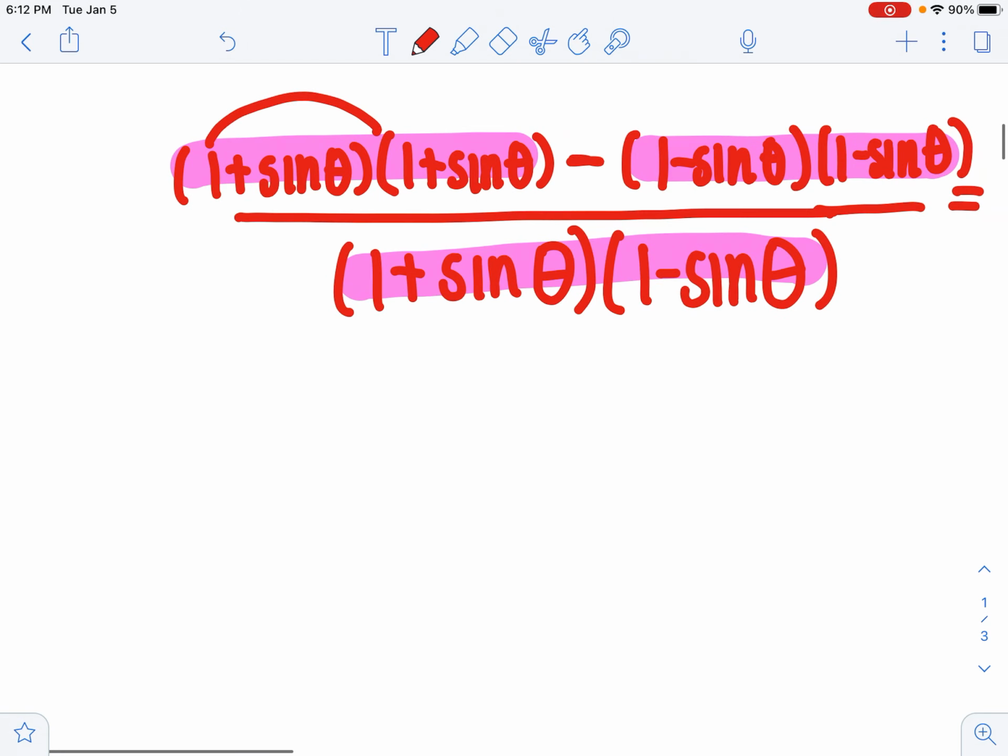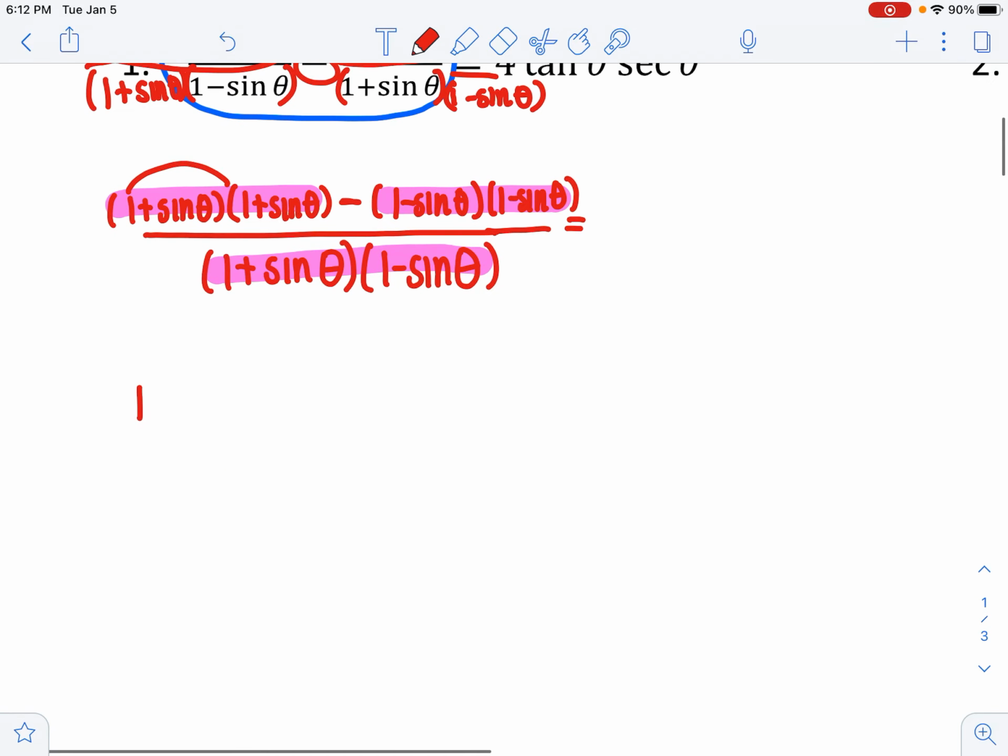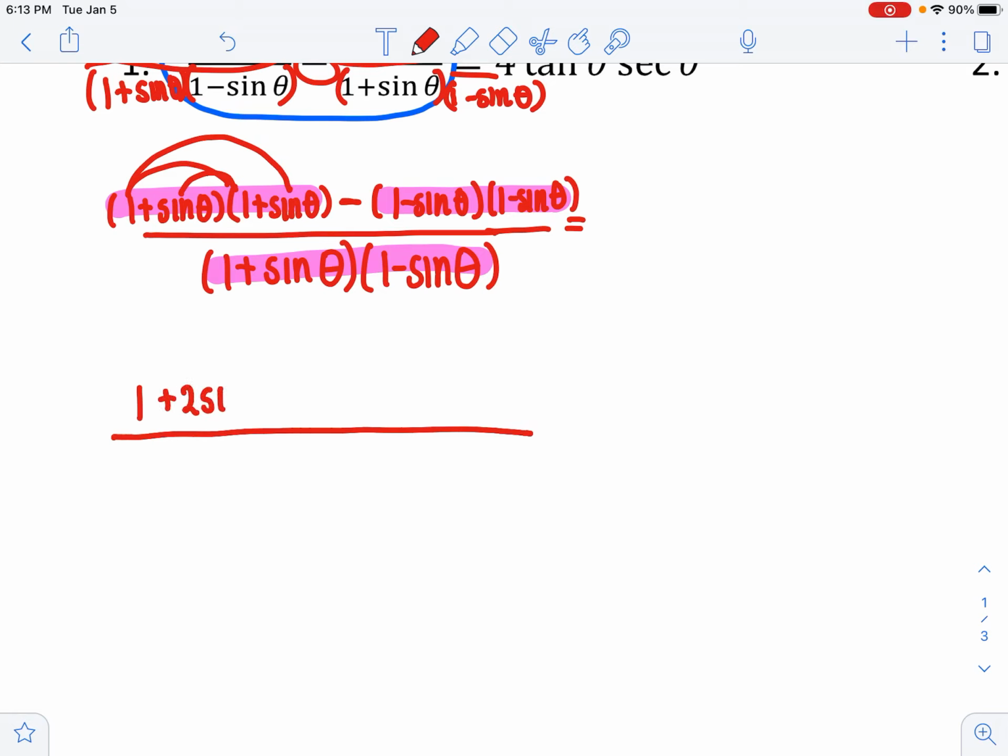I'm going to use the distributive property or foiling. 1 times 1 is 1. I'm going to actually make my fraction right now. 1 times 1 is 1, that's first. Outer is sine of theta. Inner is also sine of theta because it's 1 sine of theta and 1 sine of theta. So I'm going to do that mental math and say that's plus 2 sine of theta. And then last, sine times sine is plus sine squared of theta.